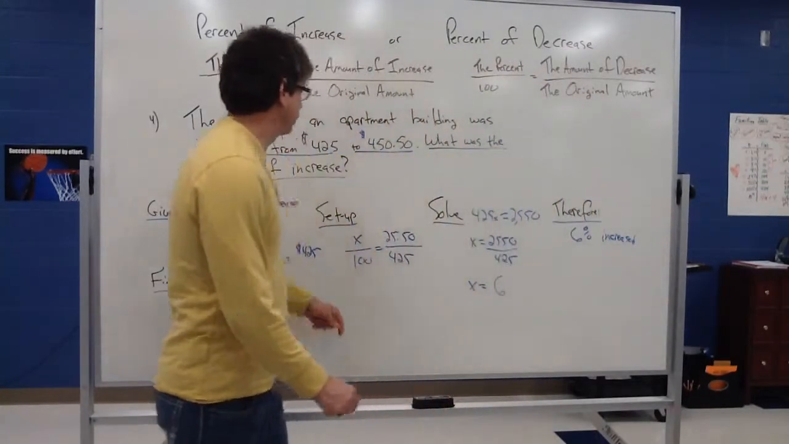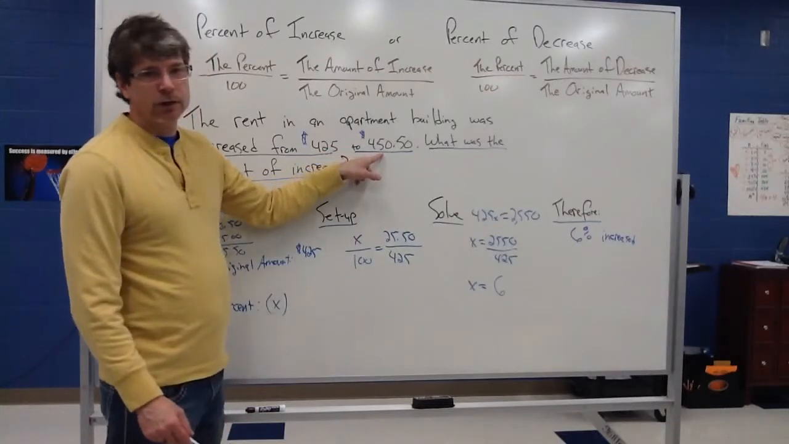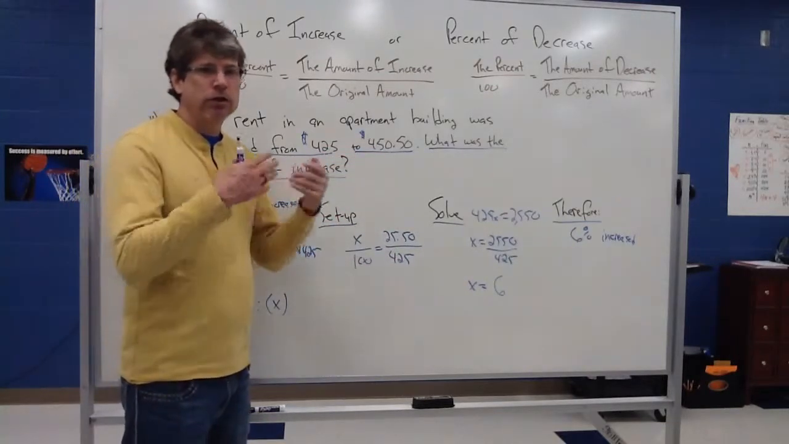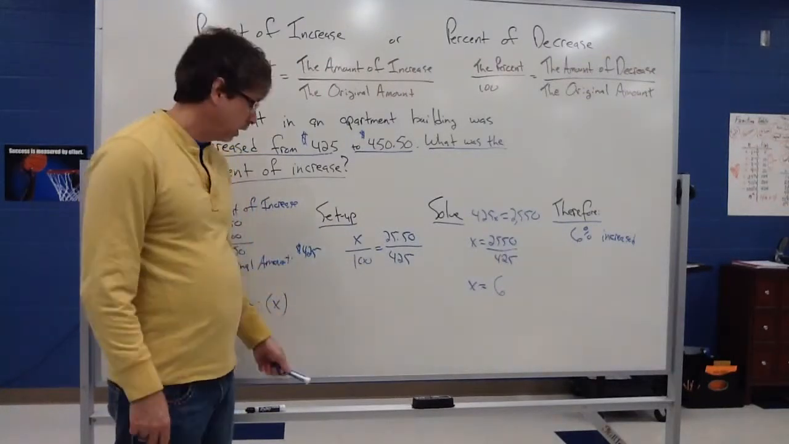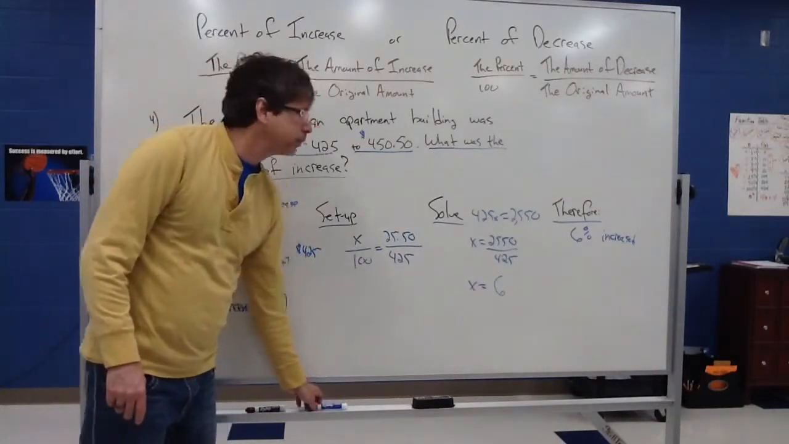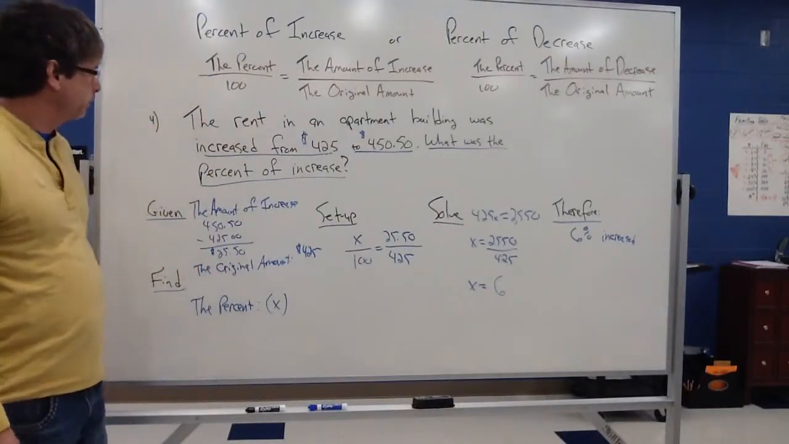And that makes sense because the rent didn't go up a whole lot. 425 to 450.50. That doesn't sound like a huge jump, but it is quite substantial since you're doing that probably on a monthly basis. That would add up over time still. So that would be a good example of a percent increase problem.